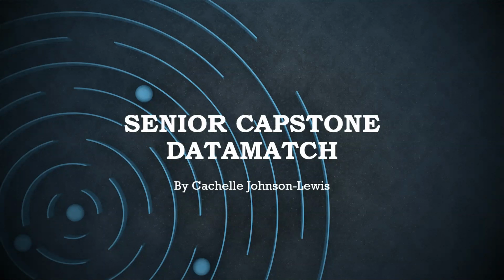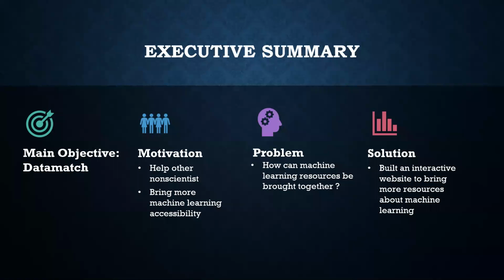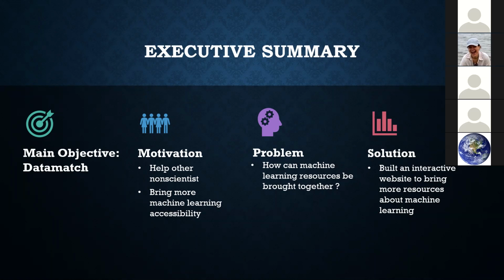So hi everyone, my name is Cachelle Johnson-Lewis, and this is my capstone project called DataMatch. For my executive summary, the main objective is DataMatch. My key motivation is to help people who don't have a data science discipline or don't know a lot about machine learning, in one major platform. The problem is how to bring machine learning resources together. My solution is to build an interactive website to bring more resources about machine learning.